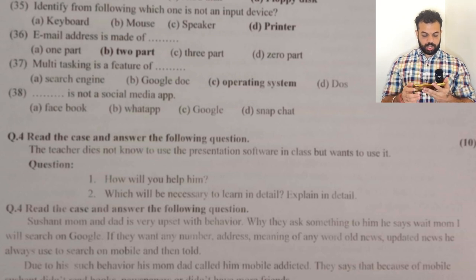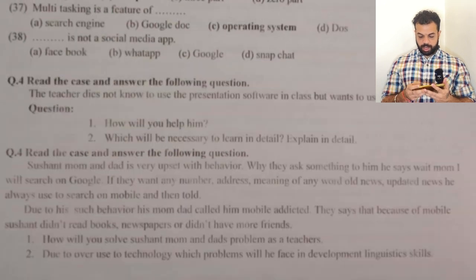Next is, Sushant's mom and dad are very upset with his behavior. When they ask something to him, he says, wait mom, I will search on Google. If they want any number, address, meaning of any word, old news, update news, he always uses search on mobile and then tells. Due to such behavior, his mom and dad called him mobile addict. They say that because of mobile, Sushant doesn't read books, newspaper, and doesn't have many friends.